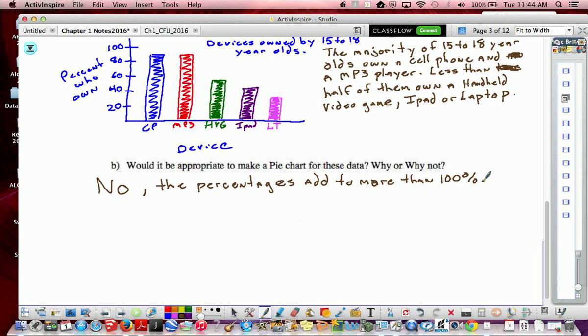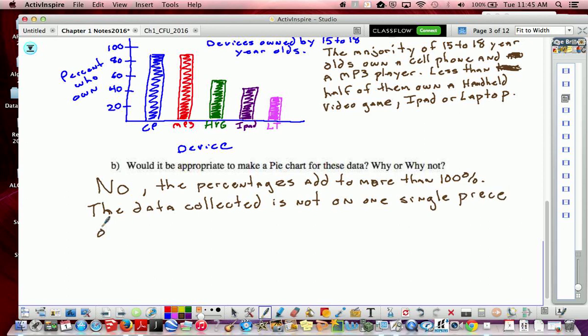Plus, the reason why they're adding up to more than 100% is the data collected is not a part of a single unit or a single individual, but multiple categories. So the data collected is not on one single piece of information, but many pieces.